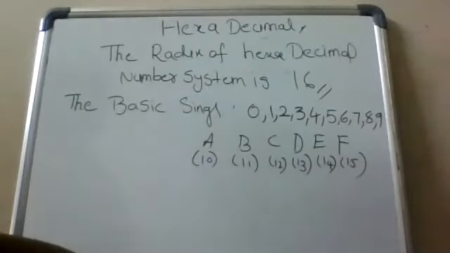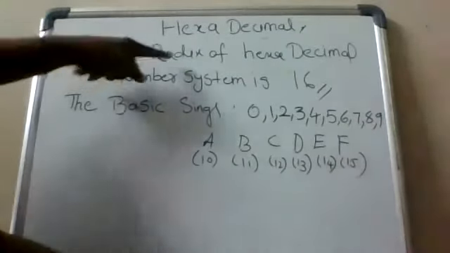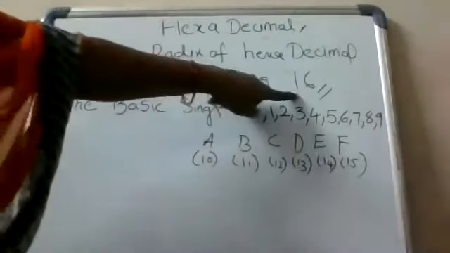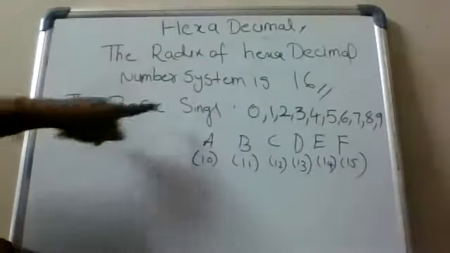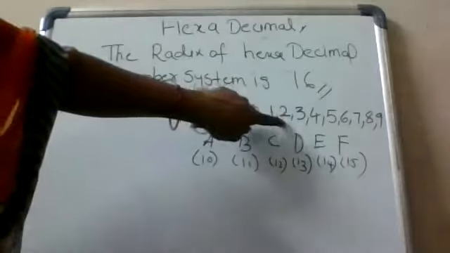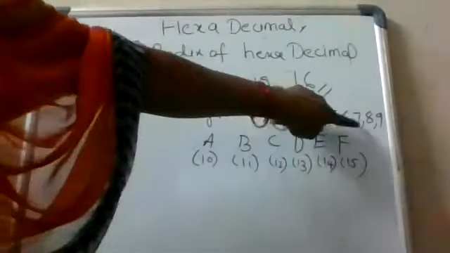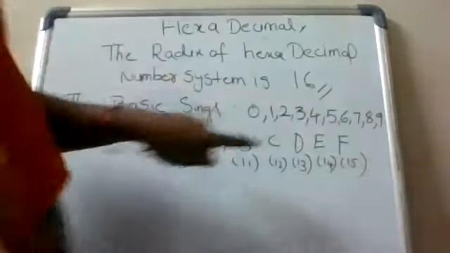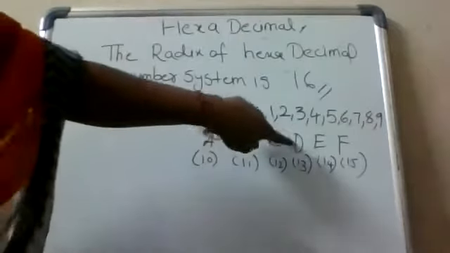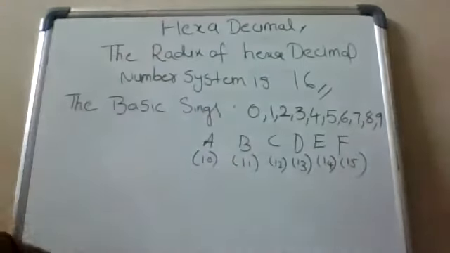Okay, in the hexadecimal number system, the radix is 16, with basic digits 0, 1, 2, 3, 4, 5, 6, 7, 8, 9, meaning 10 numbers in total, and then we have A, B, C, D, E, F also. Okay.